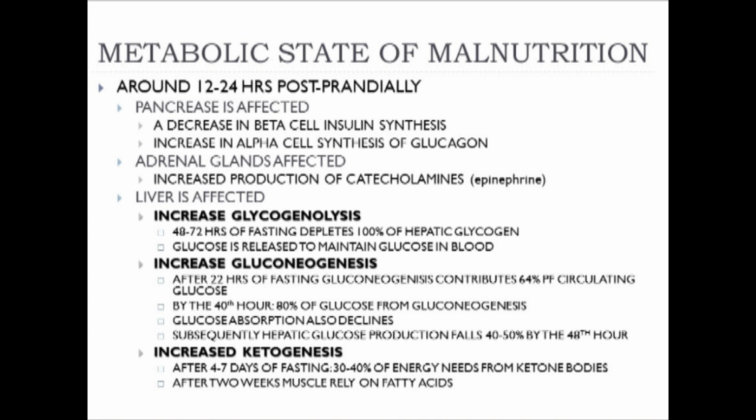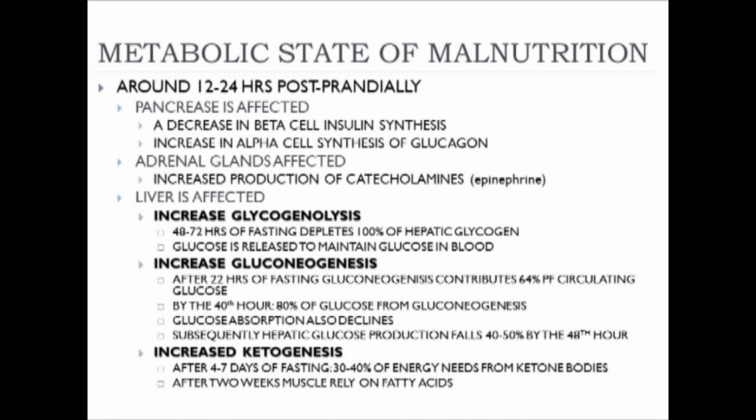There is, however, after about 22 hours, increased gluconeogenesis, which also contributes at this stage to the production of glucose. By this time, there is less glycogen in the liver, so glucose production from glycogenolysis begins to decline, and glucose production through gluconeogenesis begins to slowly take over. By the 40th hour, 80% of the glucose is then at this point produced by gluconeogenesis.